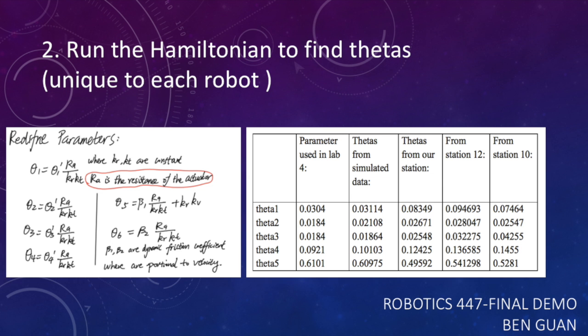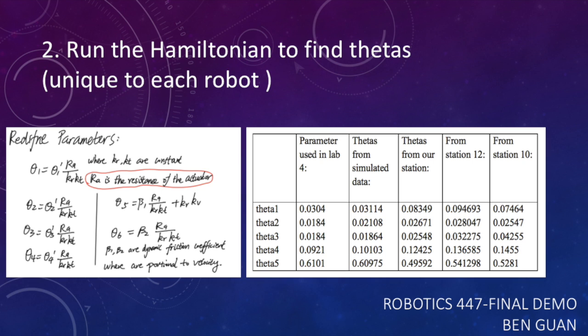So we ran the Hamiltonian MATLAB file and we found the thetas. The thetas are unique to each robot, and depend on the joints and gear ratios in the robot, and on the dynamic and static friction between joints. Theta 1 is related to the inertia of the first link. Theta 2 relates to the inertia of the second link, which is a cylinder. Theta 3 relates to the inertia of link 1 and link 2. Theta 4 relates to gravity. Theta 5 and theta 6 relate to the friction of link 1 and link 2.